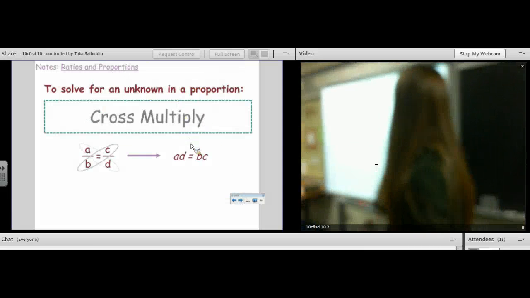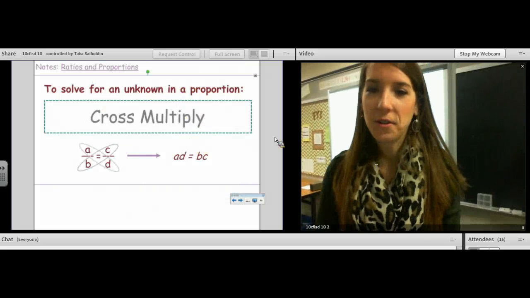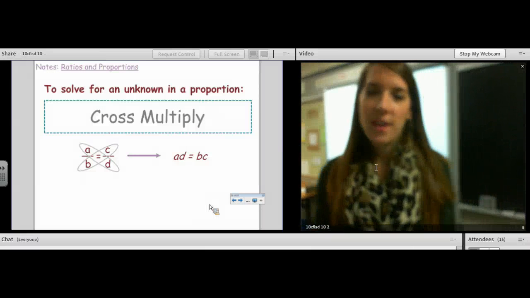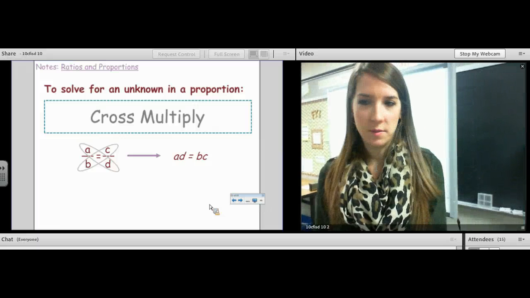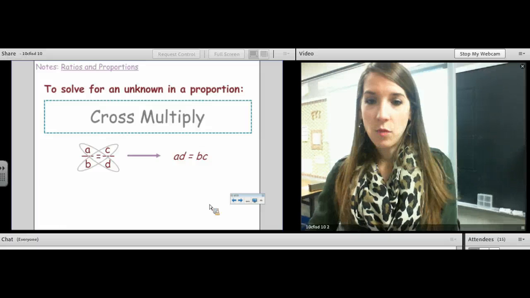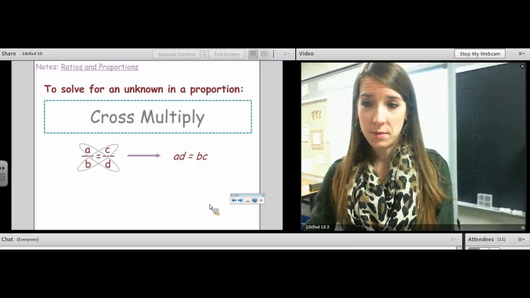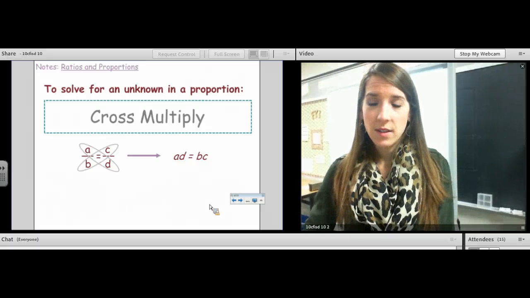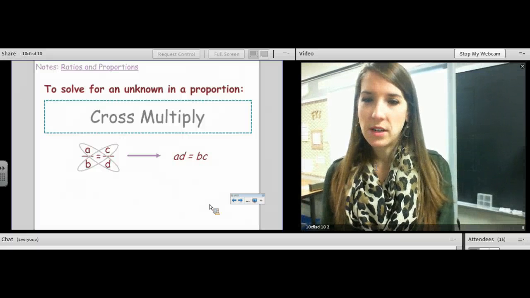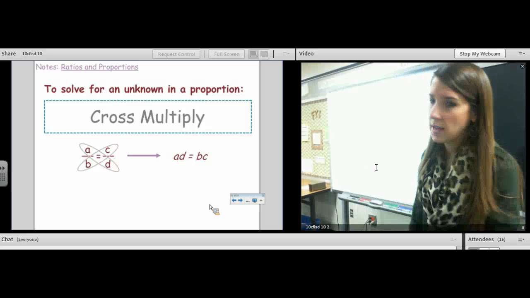All right, so you can take off your control now, please. So, when we are solving for an unknown, you know this. I know you know this. You cross multiply. So when we have a proportion and one of our values is missing, we're going to cross multiply to find that missing value. Sometimes you can cross multiply and divide if it's real quick, but sometimes you'll need to actually cross multiply and go through solving it that way.